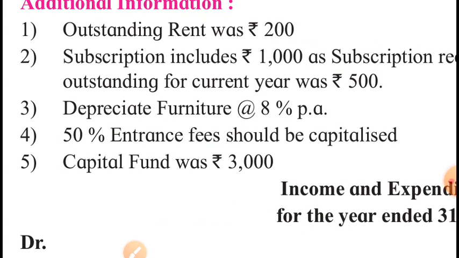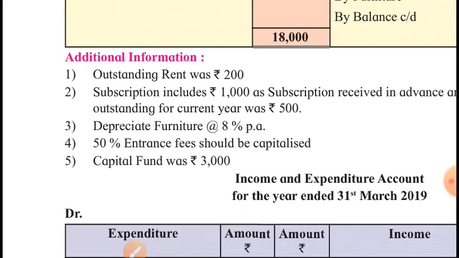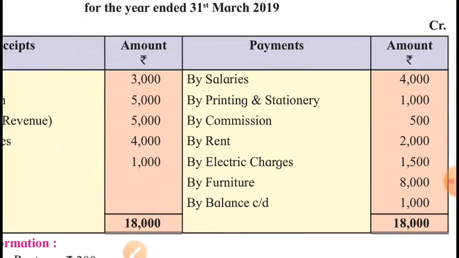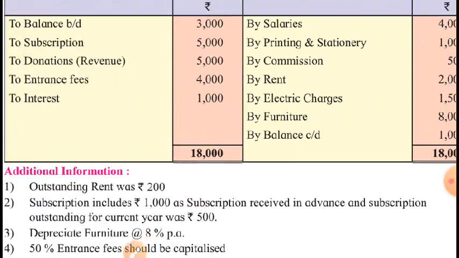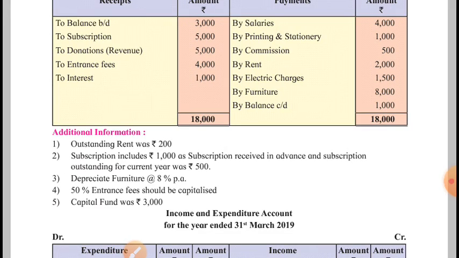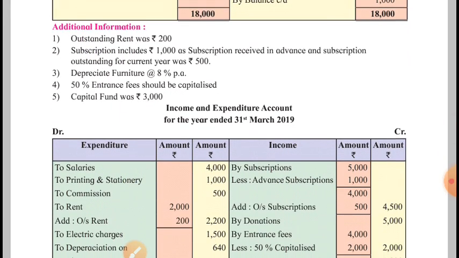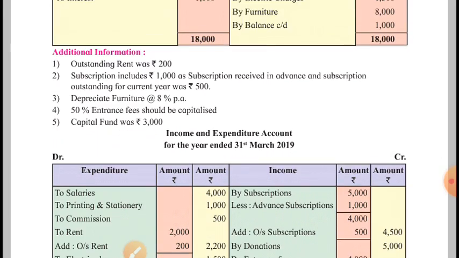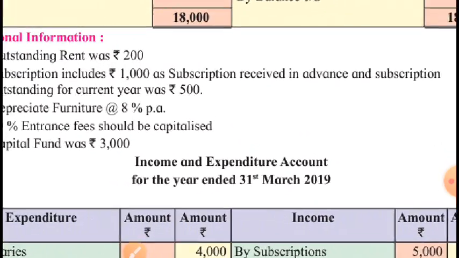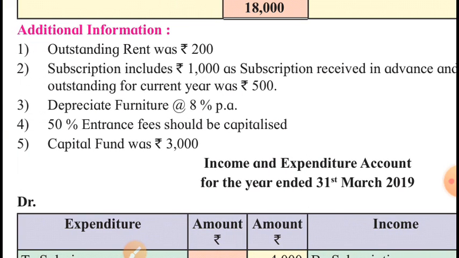Then depreciate furniture. Furniture is to be depreciated. You know how to do that. Deduct 8% of furniture from furniture on asset side. So 8,000 minus its 8%. What will be that? 640. 640 will be deducted from furniture, and this amount will be debited to income and expenditure account.